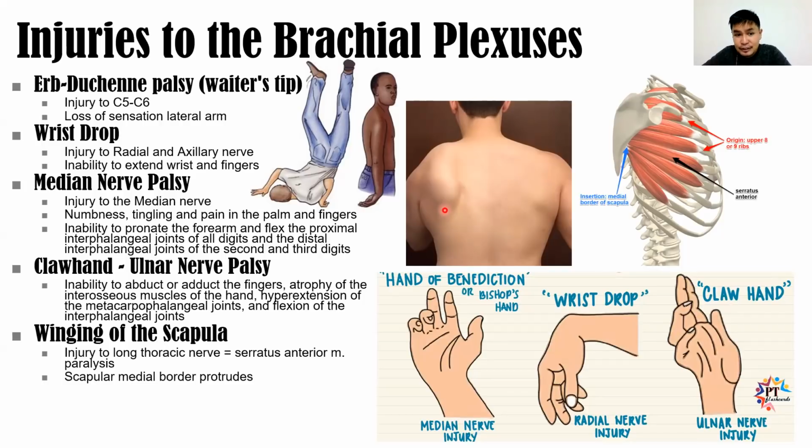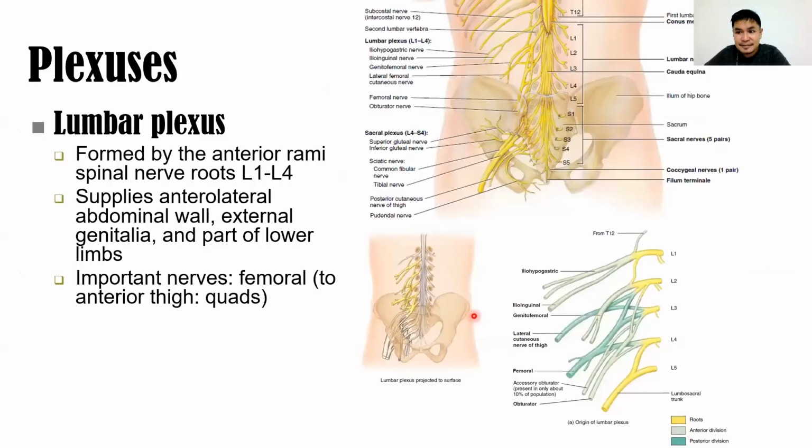So you have here the different injuries. Erb-Duchenne palsy, wrist drop, median nerve palsy, the ulnar nerve palsy, claw hand, and winging of the scapula. Okay, let's proceed.